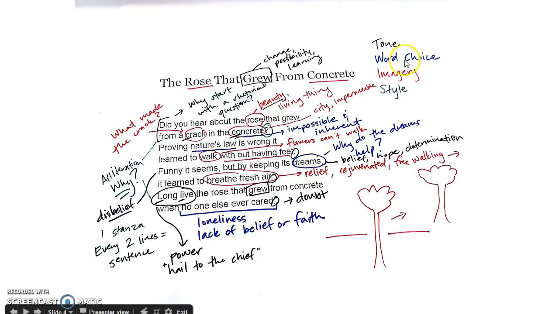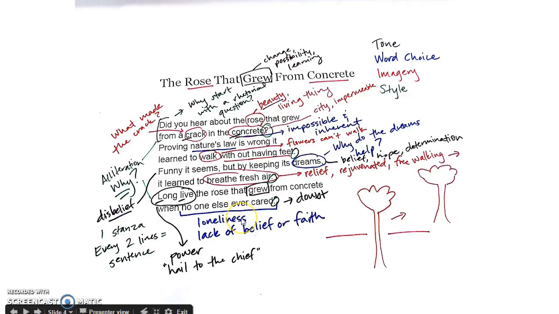The words that stood out to me are the following. I color-coded these as blue. This idea of the impossible, because there's concrete and there's a rose. Obviously roses need soil, they need water, they need light, but concrete doesn't have those things. Dreams stood out to me a lot. I wondered, why do the dreams help? And then this last line stood out in terms of the words a lot.